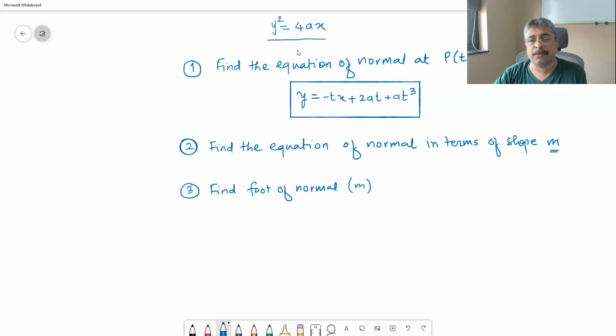In one, we have found the equation of normal in terms of t. Now you have been given slope is equal to m, which is minus t here. Therefore, the equation of normal in terms of slope m would be y is equal to mx minus 2am minus am cube. And then you know the point, at square comma 2at. That is the point from where you are drawing the normal, that is your foot of normal. Replace t by opposite of m. You get the foot of normal as am square comma minus 2am.